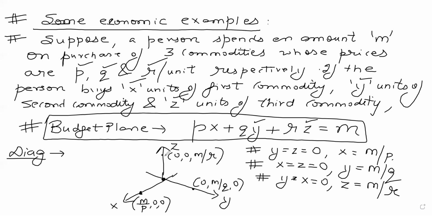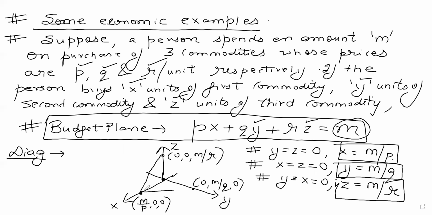Now these intercepts on the X, Y and Z axis will give us the maximum amount of good X I can buy, or the maximum amount of good Y I can buy, or the maximum amount of good Z I can buy given my constant and fixed income M. So clearly if I join them, you can see that there is a plane getting formed in the 3D space. This is called the budget plane.